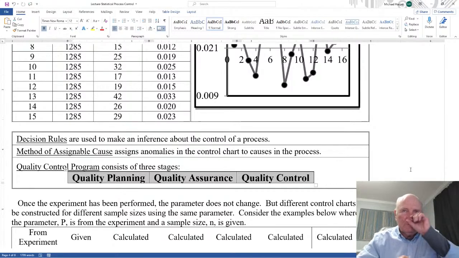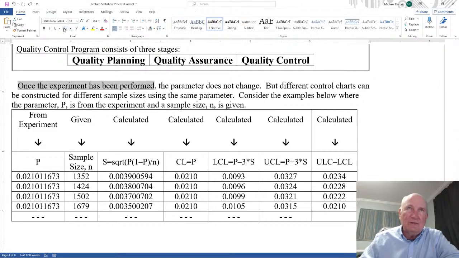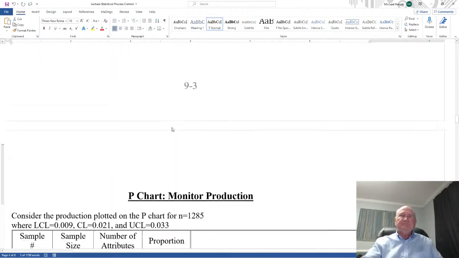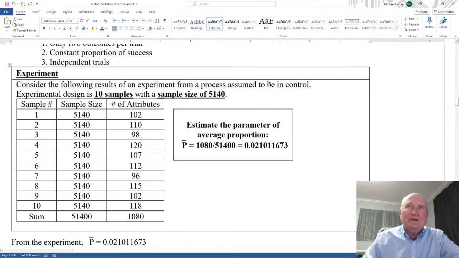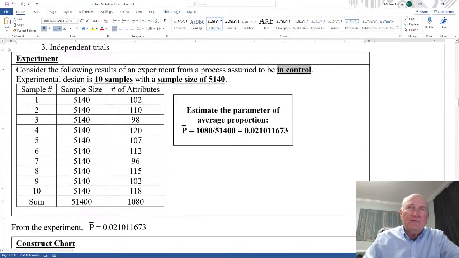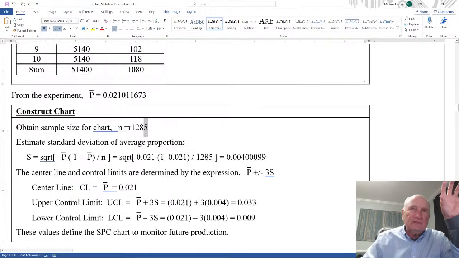Let's go a little bit deeper. Once the experiment has been performed, and let me underline that, the parameter does not change. Now remember the experiment up here. This experiment says the process is in control, right? So once we have this proportion, that proportion indicates that the process is in control. That's a parameter.